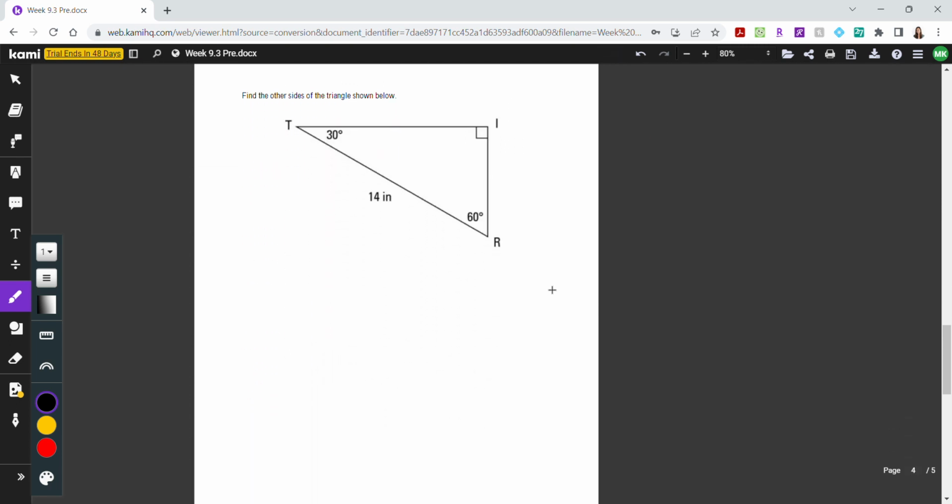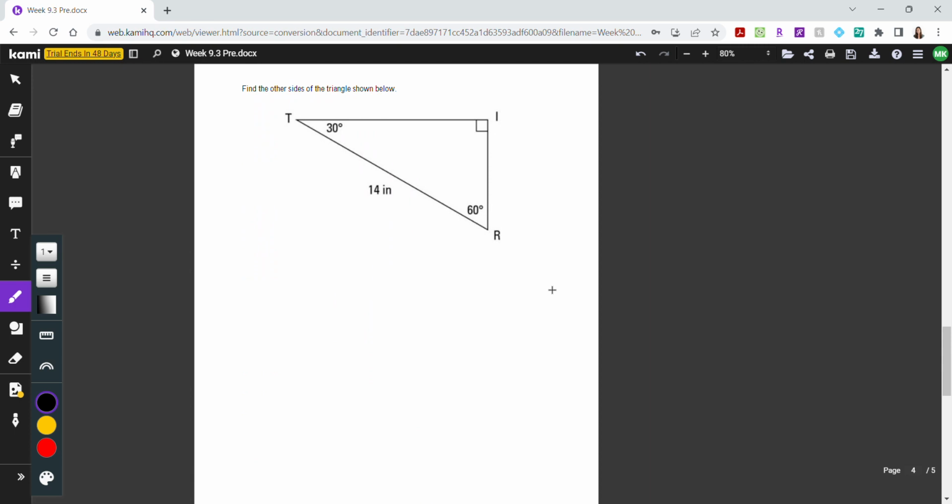Find the other sides of the triangle shown below. If I were to label the sides, I know that TI is A square root 3 because it is opposite of the 60 degrees. My 14 is my 2A because that's the hypotenuse. And IR is going to be A because that is opposite of 30 degrees. So TR is 14 inches, IR is A, and TI is A square root 3.